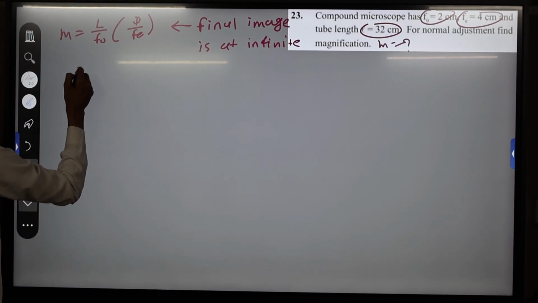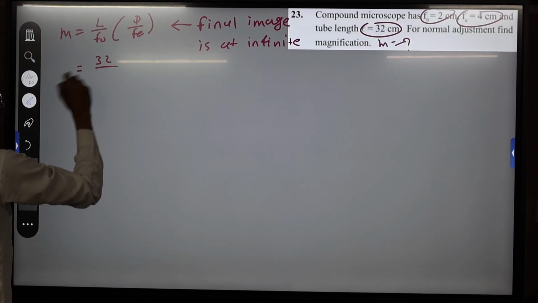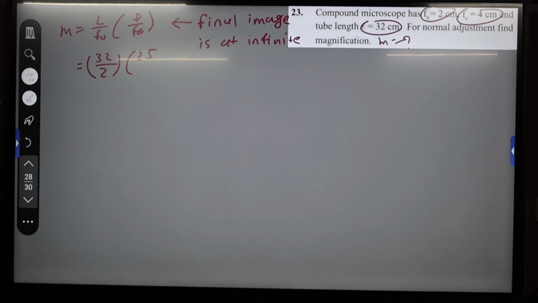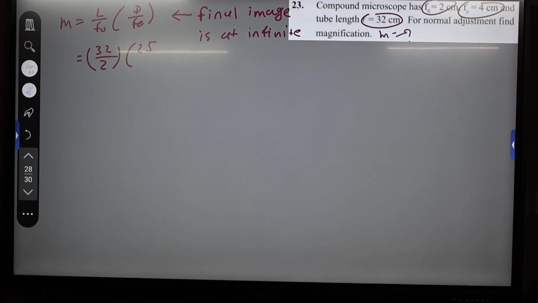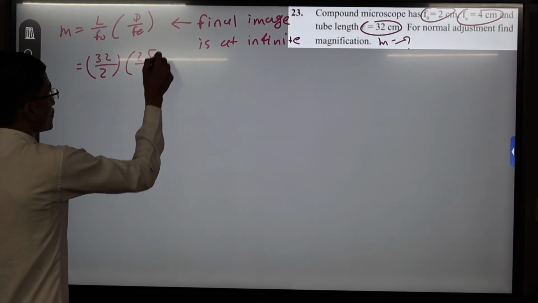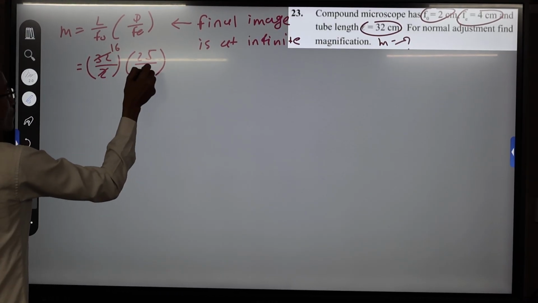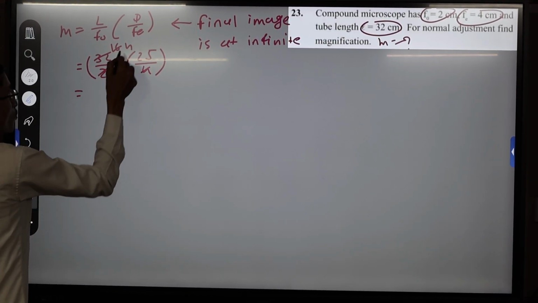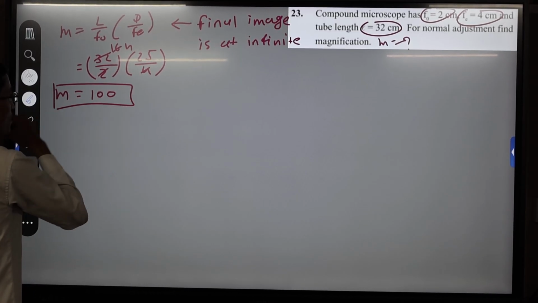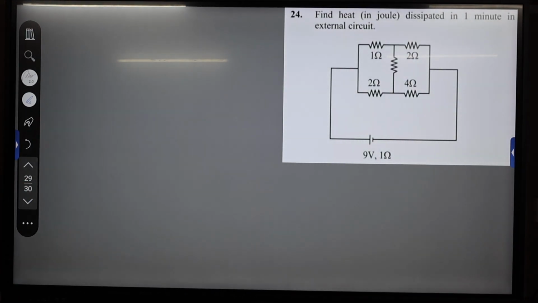Okay, so put all the data. L is equal to 32, Fo is 2, D is equal to 25, because the value of D is 25, it is called the near point, and Fe is equal to 4 cm. So 2 into 16, 4 into 4. So 4 into 25 will become 100. So the magnification of this microscope will be 100. Next question.